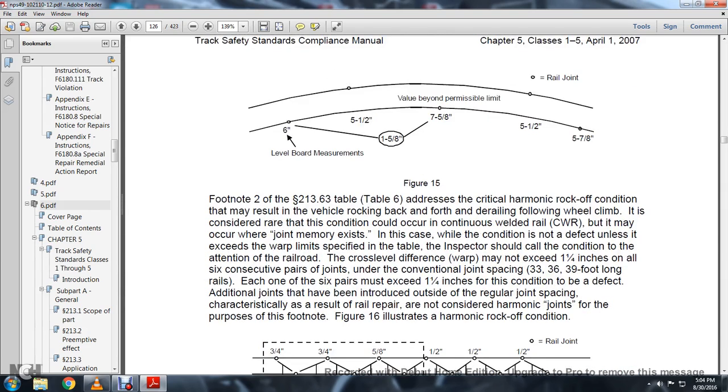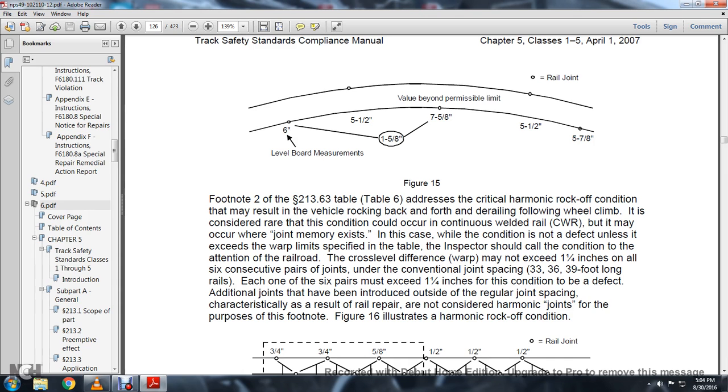Alright, footnote number 2 of Table 6 in Statute 21363 addresses the critical harmonic rock-off condition, where the vehicle rocks back and forth, derailing following wheel climb. It is considered a rare condition that can occur with continuous welded rail, but it may occur with jointed rail. The condition is not defective unless it exceeds the warp limits specified in the table. The inspector shall bring the condition to the attention of the railroad.